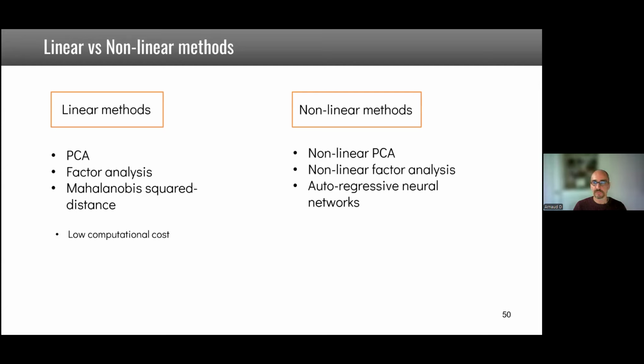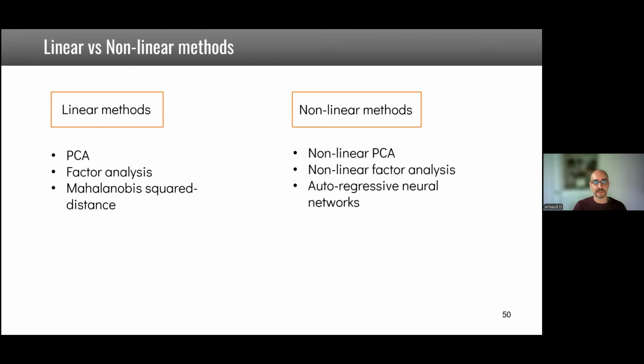But what are the pros and cons? The really big advantage of linear methods, of course, is the very low computational cost. As you saw, I just have to do an eigenvalue problem, a spectral decomposition. This is very fast to do in linear algebra. And I want to stress that this is not restricted to a linear relationship between environmental factors and features.